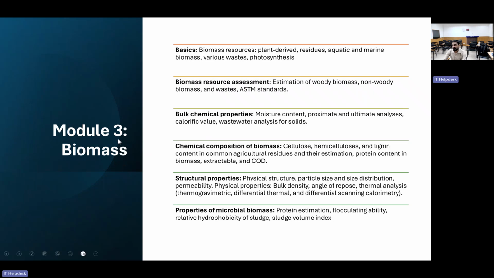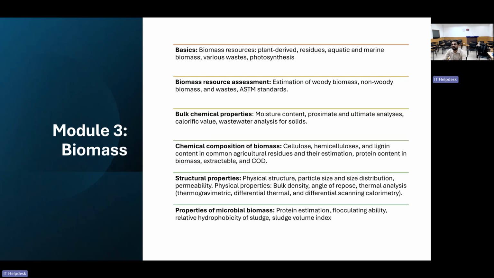The third portion of this course is module 3, which is biomass and biomass resources. First of all, we will cover the basics of the biomass resources, like what is biomass and how it is assessed, like plant waste, residue, aquatic, marine biomass, and various types of waste, and how the biomass is generated on a primary or secondary basis, like photosynthesis and other processes.